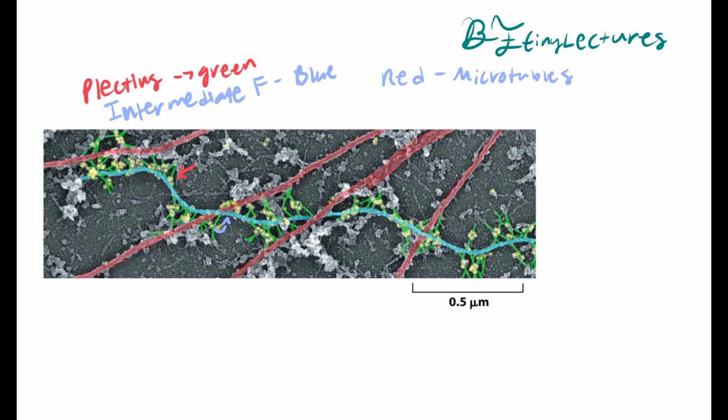So what I'm saying here is that the plectins stabilize the intermediate filaments, and they also connect them to other cytoskeleton components. For instance, unfortunately this photo doesn't have it, but the plectins can connect the intermediate filaments to the microtubules and also to the microfilaments, which would be actin. So without plectins, the intermediate filaments would not be functional.